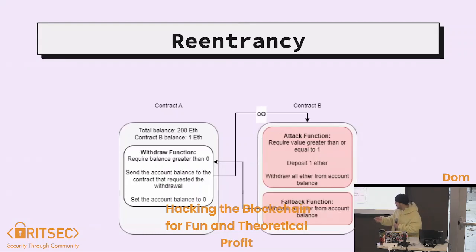But what can happen is, before this ever hits, as it's sending back the account balance, the function is sending back a fallback function, which is calling the withdrawal function again. So we see this infinite loop here, and it's never actually hitting this account balance to 0 line here.